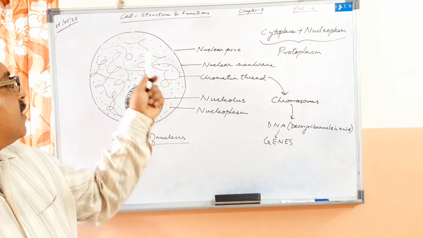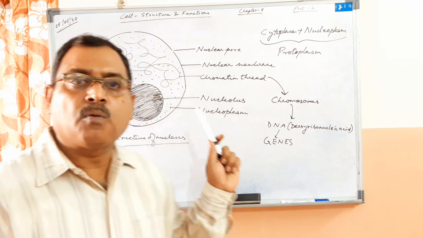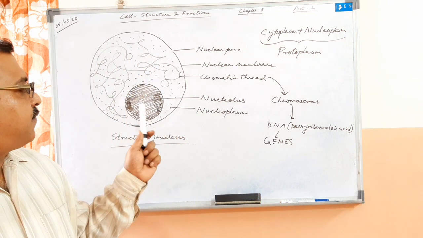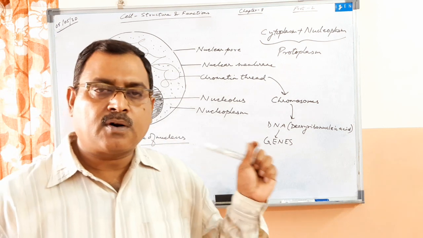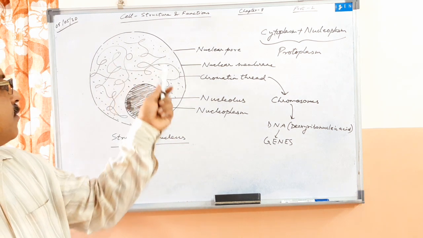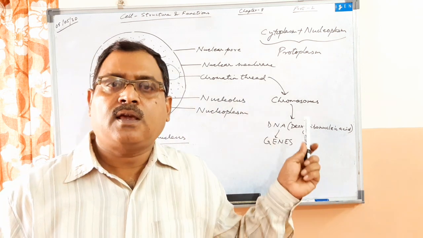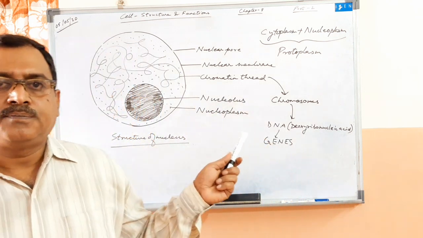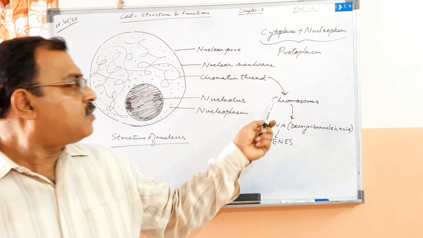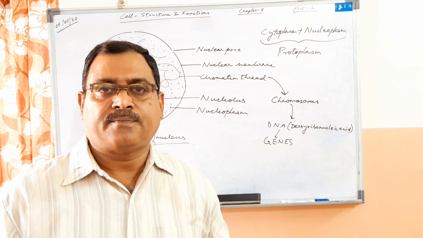Inside the nucleus there is a jelly-like substance present all over the nucleus which is called nucleoplasm. Within the nucleoplasm, two things are observed. First is a dense dark body called nucleolus, and then a thread-like structure. This is the chromatin thread which actually forms chromosomes, and these chromosomes, which are more visible at the time of cell division, are made up of DNA, that is deoxyribonucleic acid.